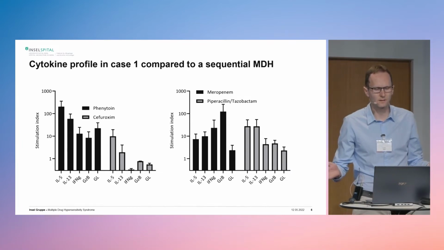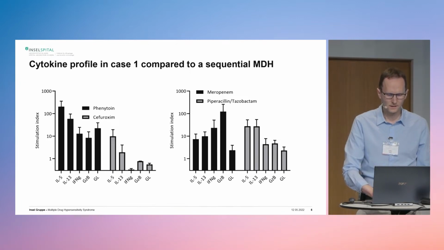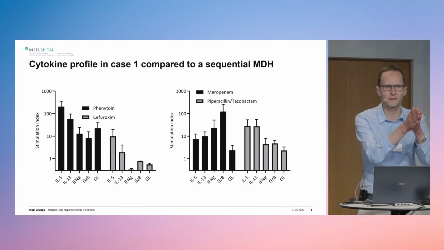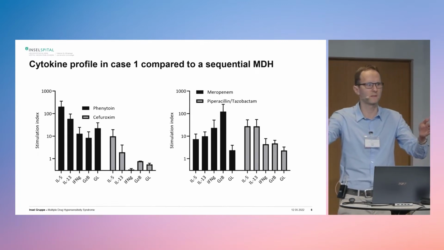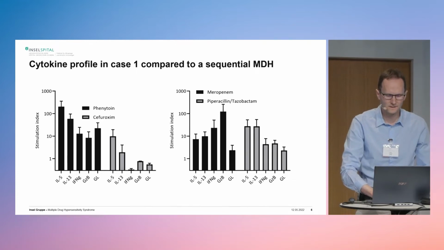On the right side, the LTT profile looks different. Here again, a DRESS patient to meropenem with a sequential form to piperacillin tazobactam. So he had meropenem, 2 weeks later piperacillin tazobactam, and he made a DRESS flare. And also here you can see, in this case, all cytokines are elevated, so here it would fit to DRESS.